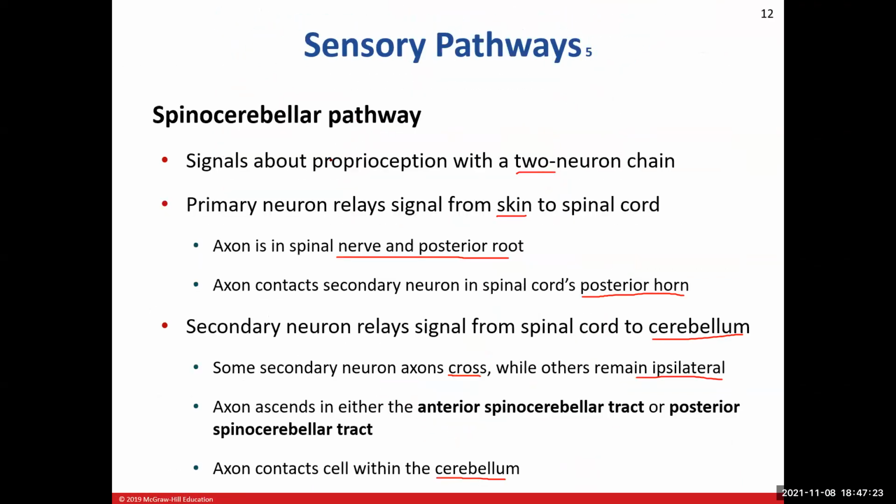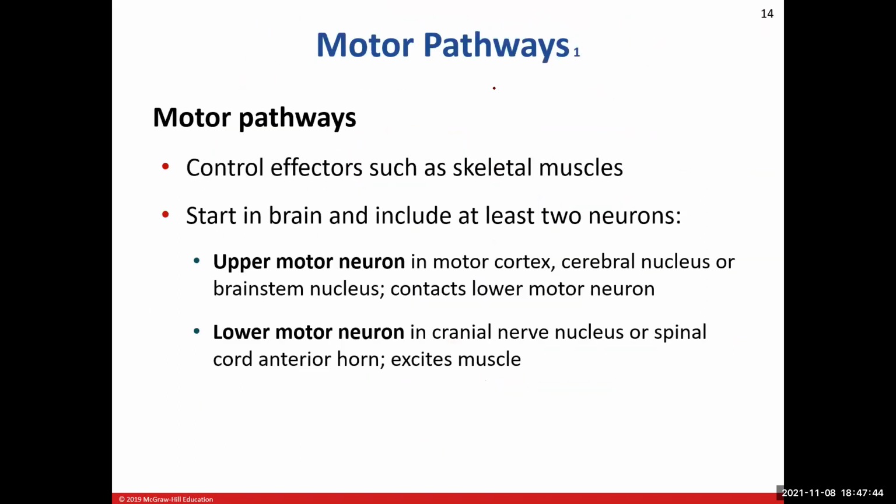Keep in mind, when we're dealing with the spinal cerebellar pathway, we're dealing with proprioceptive information. We talked about that in chapter 13, how much of a big influence the cerebellum has on proprioception. Proprioception helps with balance, equilibrium, posture, and whatnot. Okay, so that's for our sensory pathways. Let's talk about our motor pathways.